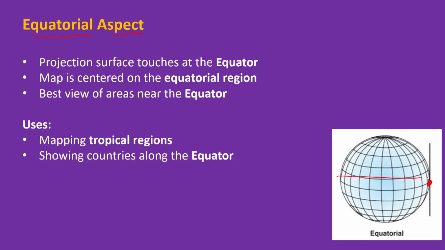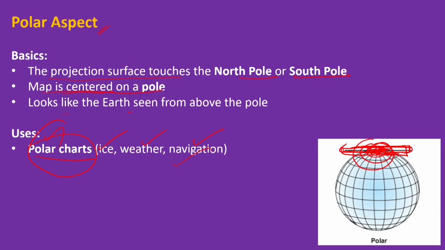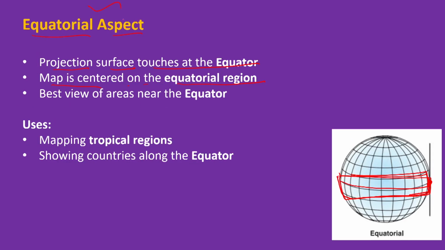When I say equator, this complete area is projected nicely. So, the projection surface touches at the equator. So, this particular area we can project nicely. Map is centered on the equator region. The previous polar aspect what we have seen, map is centered on the polar side, whereas the equator aspect is centered on the equator, best for using the area which is near to the equator.